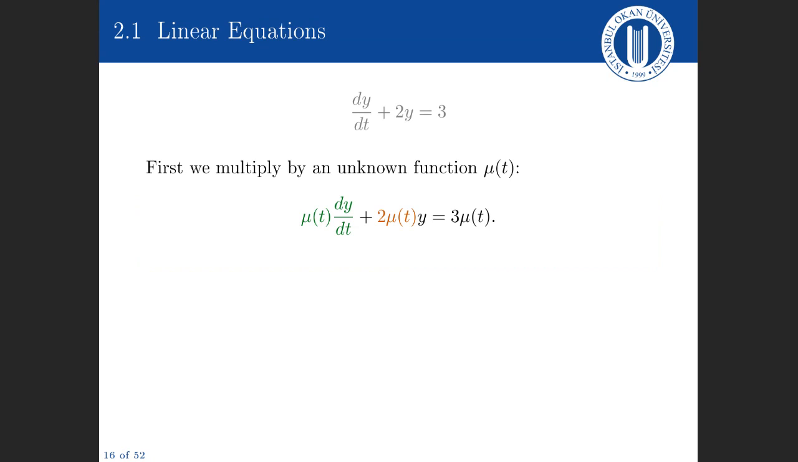First, we need to find the special function mu of t. We don't know what it is yet, but let's just say it's an unknown function, and we'll multiply the equation by mu t. So we get mu t dy dt plus 2 mu t y is equal to 3 mu t. How can we find a special function mu t such that the left side is integrable?